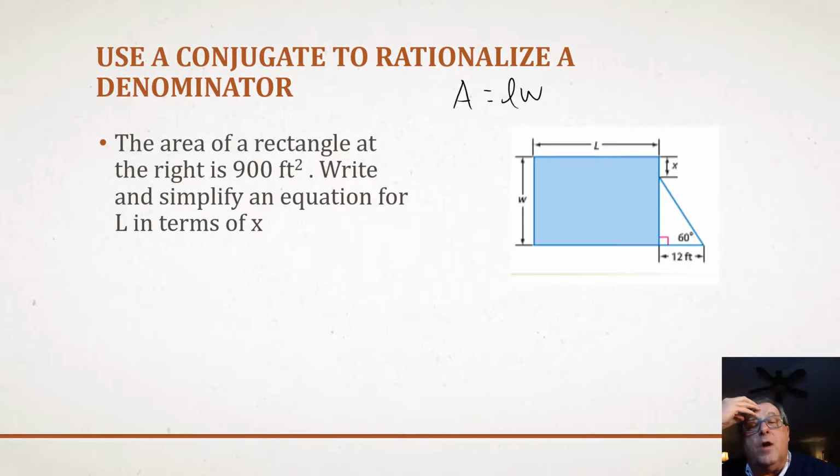All right, write and simplify an equation for L in terms of X. Well, I see the rectangle, and there's my width, and there's my length, and I have no values for that. Now we're trying to solve in terms of L, because we already know what the area is. It's 900 square feet. And I'm looking at this 90-degree right triangle sitting out here. If I dip back into what hopefully we know in terms of trigonometry, we could actually find this little piece right here.